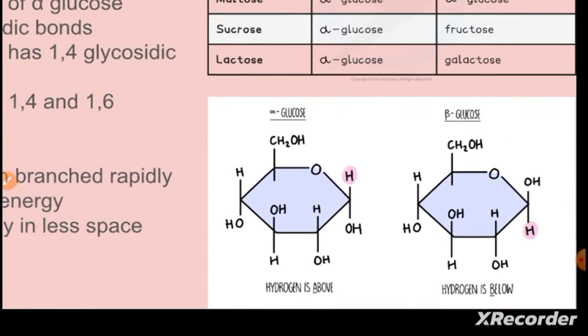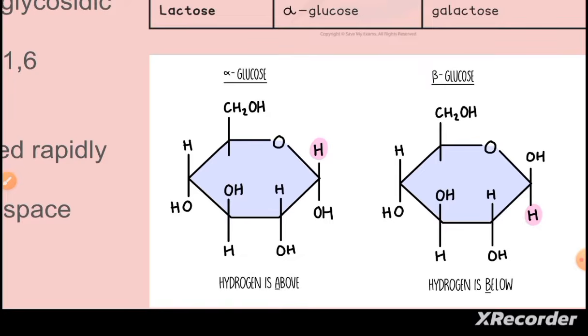Basically here it shows the difference between alpha glucose and beta glucose. In the alpha glucose, the hydrogen is above the OH group, the hydroxyl group, and in the beta glucose, the hydrogen is below the OH group.